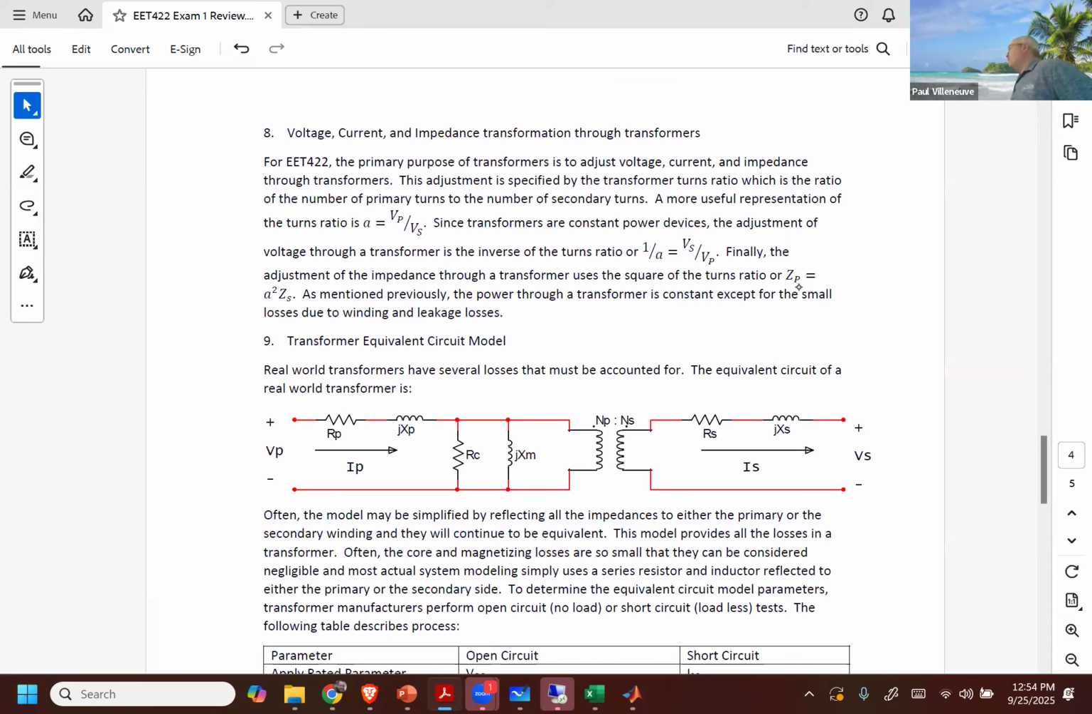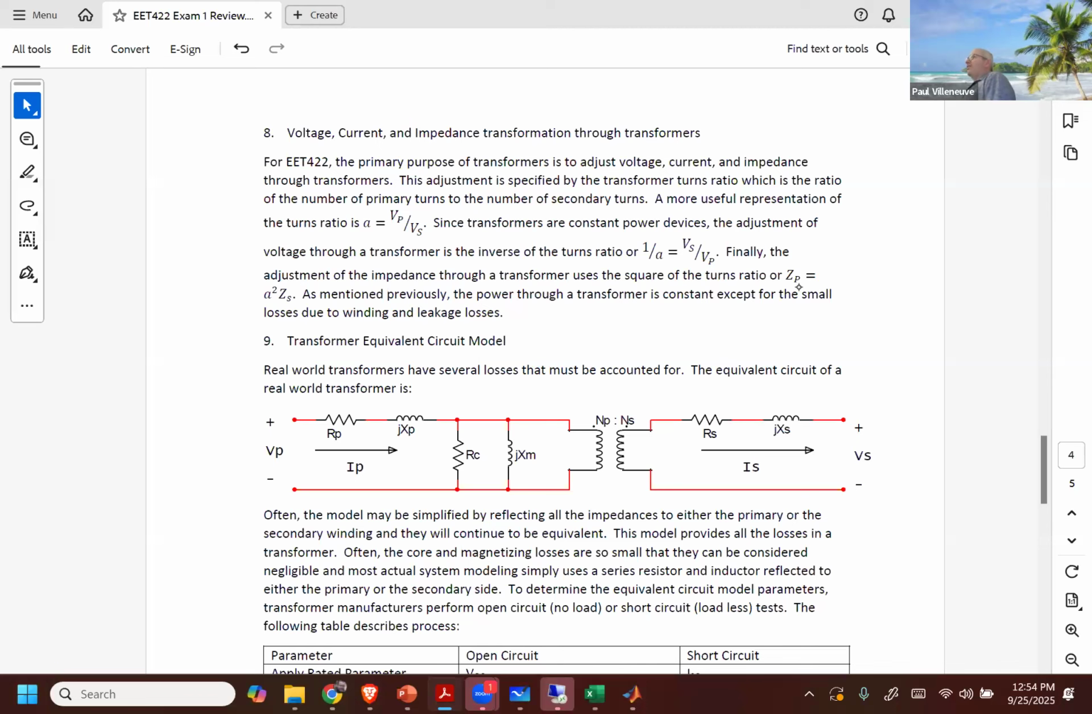We talked about the purpose of a transformer, and all it really does, at least for what we're trying to do for this particular class, is either step up or down voltages and currents. That's all we do for transformers. They provide other benefits for us, but in reality, that's what we need them to do.